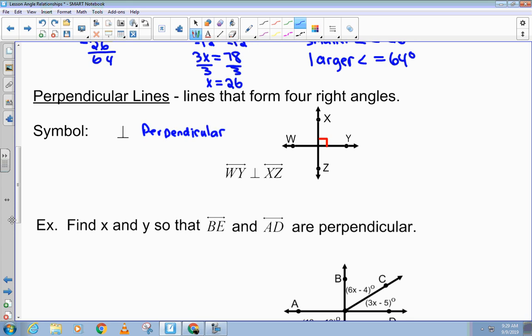Because in your homework, they might give you something like this. Line WY is perpendicular to line XZ. You should immediately be able to draw a picture and show that they create a right angle. So that's another way to know that you have a right angle, is that you're told they're perpendicular.